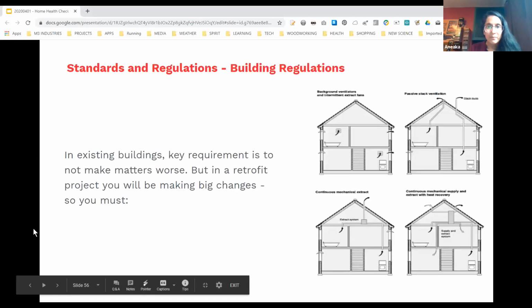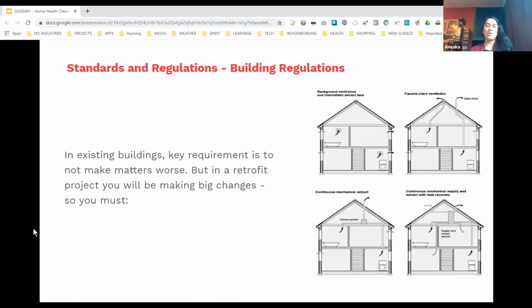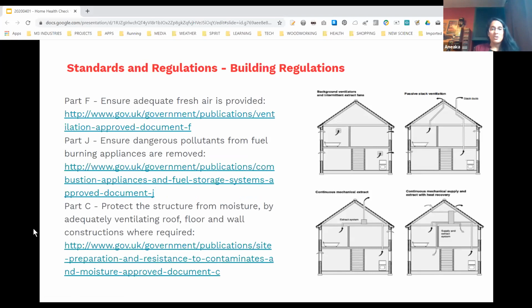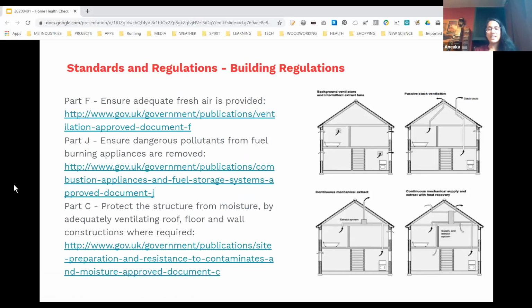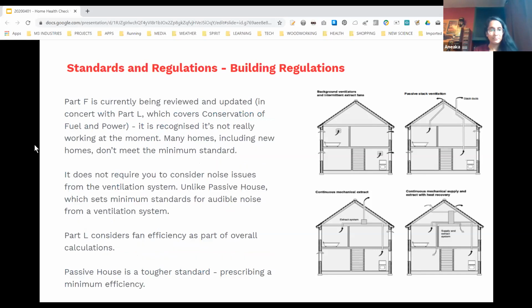So building regulations, the key requirement is to not make things worse. But in retrofit, you'll be making big changes. So the parts to be aware of are Part F, Part J and Part C. I think the thing to be aware of with building regs is that they're not that great, so you really have to meet them, and I don't think it's that hard to meet them, but really you want to aim for better than building regs. They are in consultation at the moment, and we'll wait to see how they change. But if you want to find out more about those parts, just follow these links.